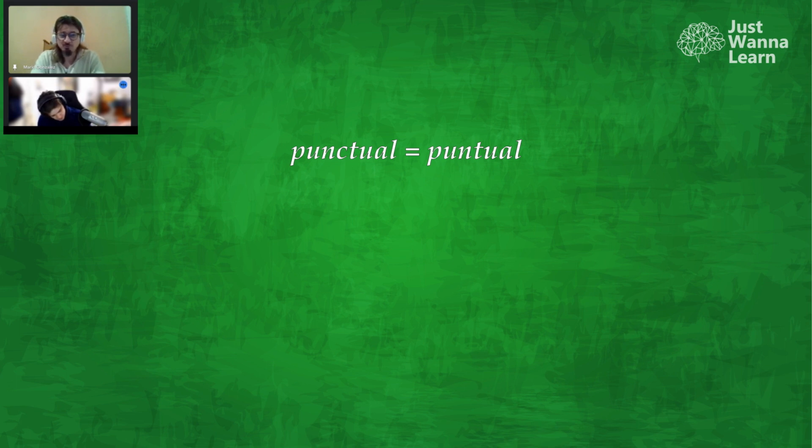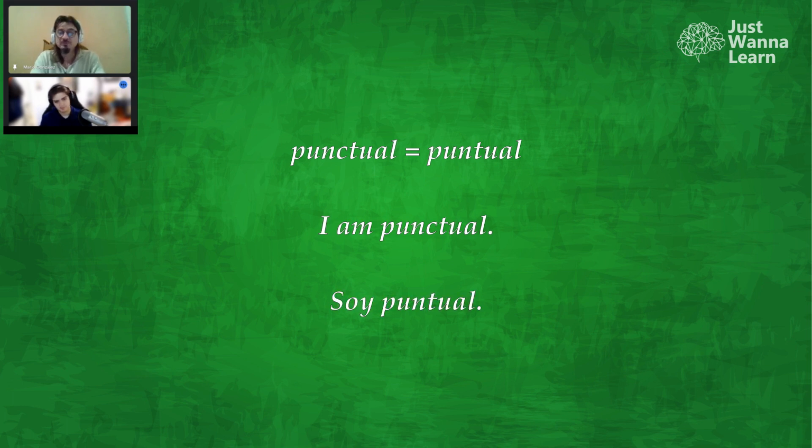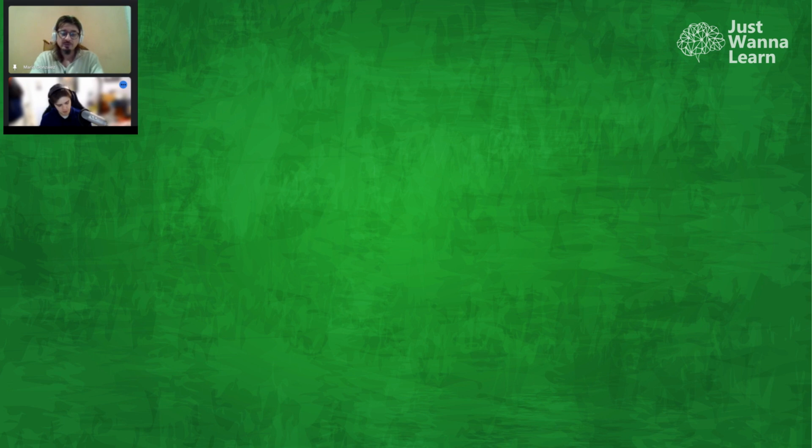If you're a punctual person, that's not a cycling thing, right? If you were cycling, then you're not punctual. Exactly. So how would you say, I am punctual? Soy puntual. Now, the word for person is persona.